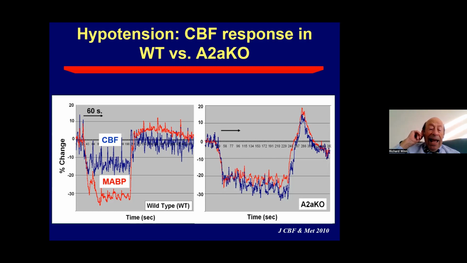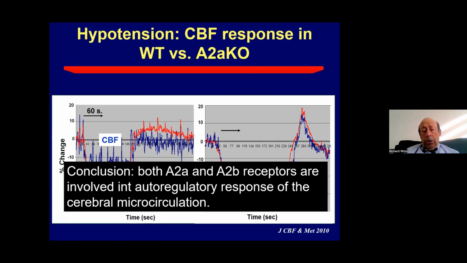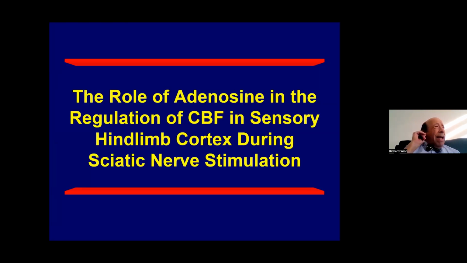Here's what happens in the A2A knockout. And what you see is passively, cerebral blood flow follows blood pressure. There is no autoregulatory action in the A2A knockout in comparison to the wild type, which again suggests strongly that adenosine is somehow related to autoregulation. So everything I've shown you so far really focuses on decreased supply. Let's look at increased demand other than seizures.